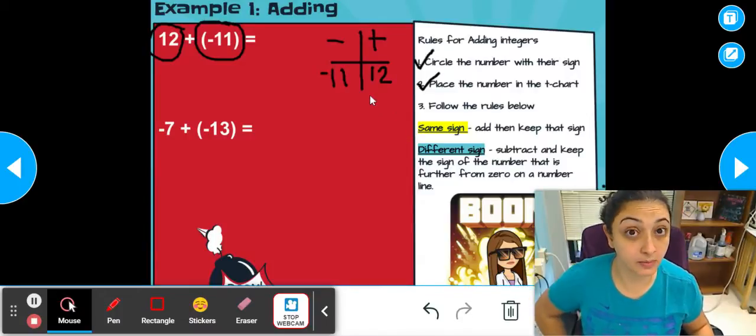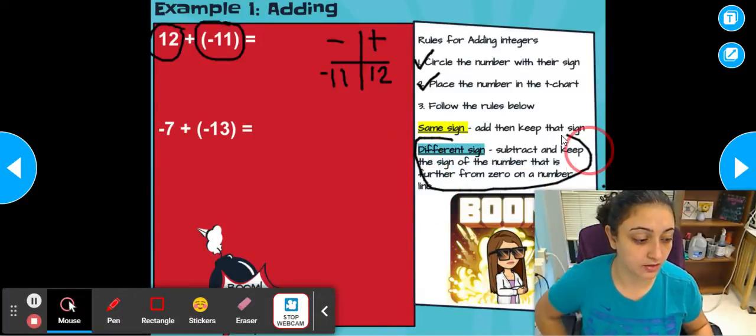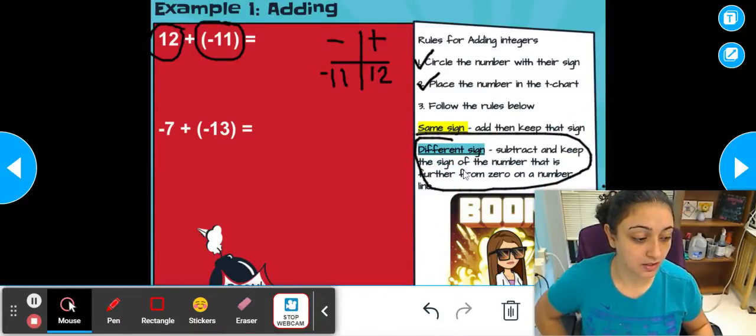Now that I've placed the numbers on the t-chart, what I'm going to do is follow the rules. The rules indicate that if the integers have the same sign, I add, then I keep that sign. If they have different signs, which is the case here, then I subtract and keep the sign of the number that is furthest from 0, or the number that has the greater absolute value. So in this case, they have different signs, so I'm going to subtract.